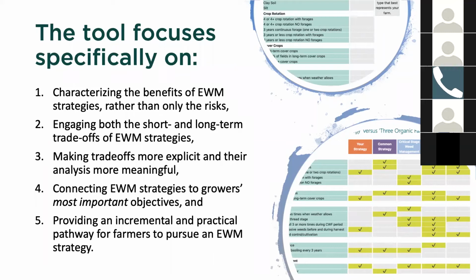And then finally, what's really neat about this last point is this isn't something that we originally had identified. We did a number of interviews with organic growers, and they said, you know what we really need? We need a roadmap. We need some kind of document that helps identify what we're currently doing and what we need to start doing and stop doing to incorporate one of these strategies. So the tool provides this incremental and practical pathway at the end to help farmers identify what they need to do differently.